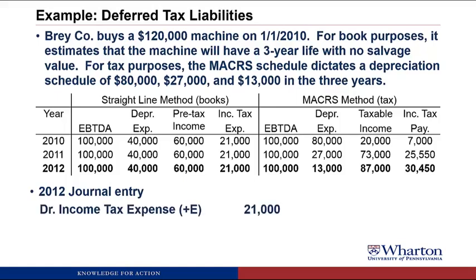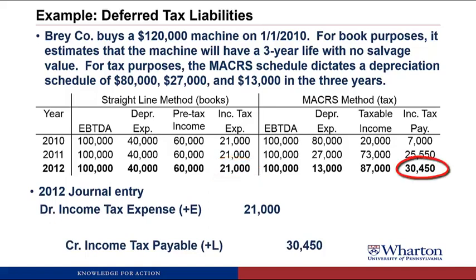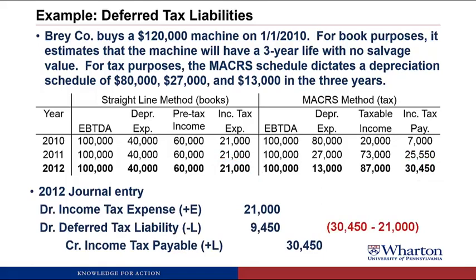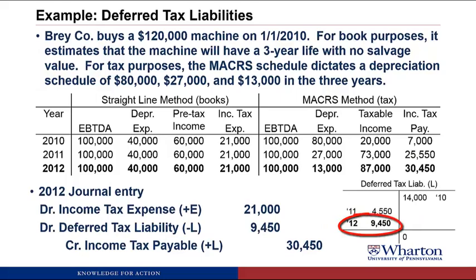So again, we debit income tax expense for 21,000. That goes on the income statement. We credit income tax payable for the 30,450 that we owe the government. And to make this balance, we need a debit to the deferred tax liability of 9,450, which is the number that zeroes out the deferred tax liability.